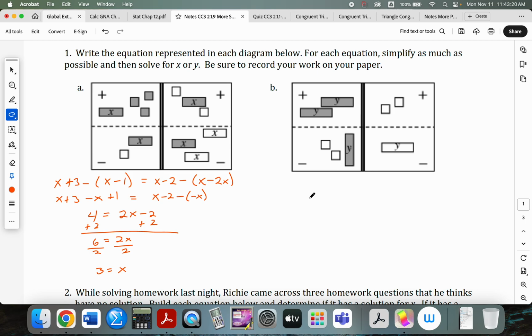All right, let's do the same thing here. I've got 2y minus, in parentheses, y minus 2, equals negative 2 minus a negative y. There's no simplifying that we can do either inside or outside the parentheses on either side. So I'm going to go ahead and just do the opposite. So that'll be minus y plus 2 equals negative 2 plus y.